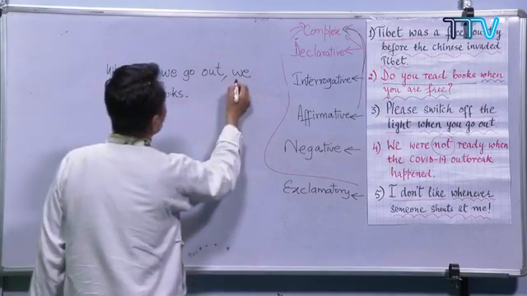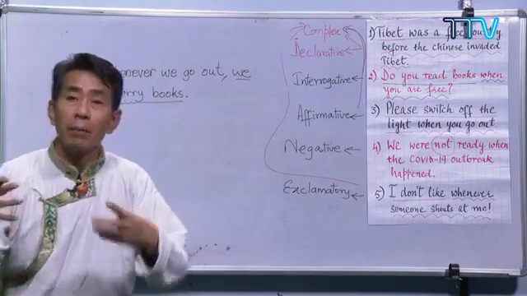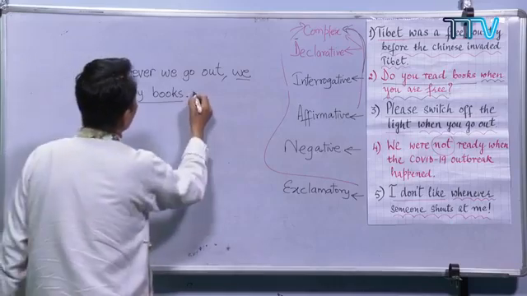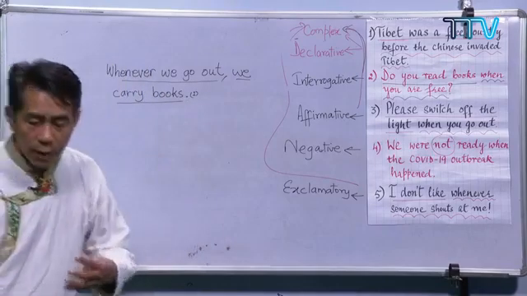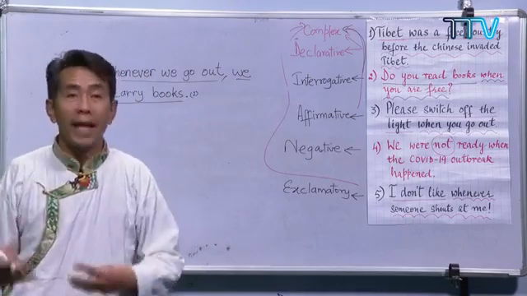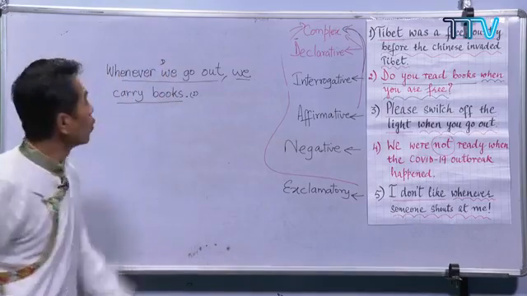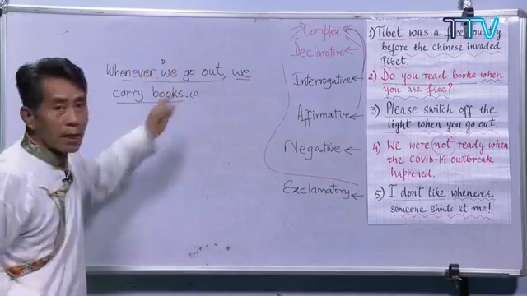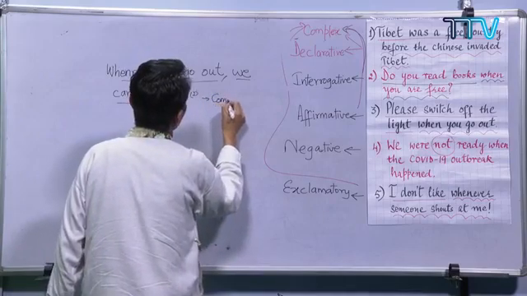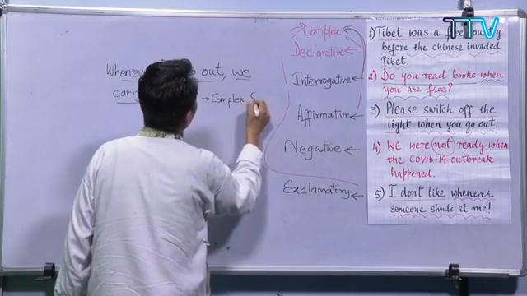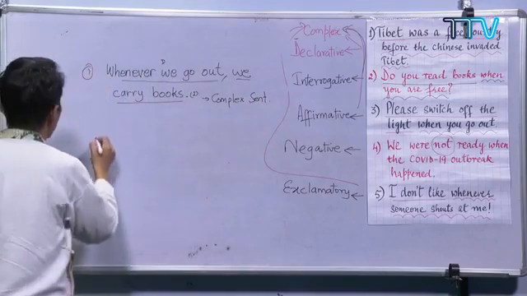If you look at this, we carry books. This is an independent clause. It makes a complete sense. Whenever we go out, this is not complete. There should be another clause in order to make it complete. So this is dependent. Now we have got one dependent and one independent. What type of sentence is this? This is a complex sentence. Now let us take another example.